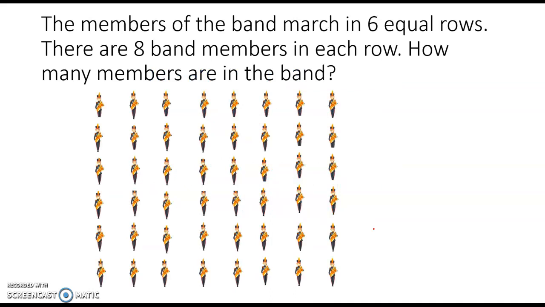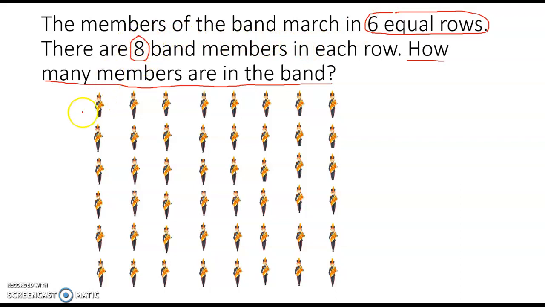The members of the band march in 6 equal rows. There are 8 band members in each row. How many members are in the band? So first, what is this problem asking us to find? Yeah, it's asking us to find how many members are in the band. What information is going to help me solve this? Okay, we know we have 6 equal rows. And we know that there's 8 members in each row.